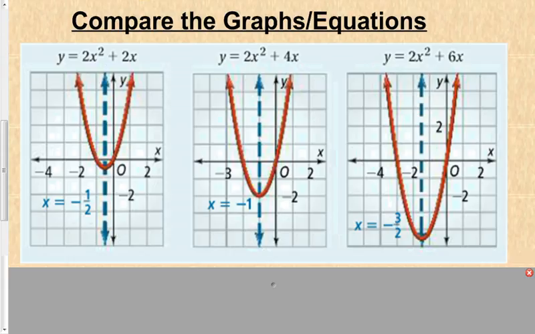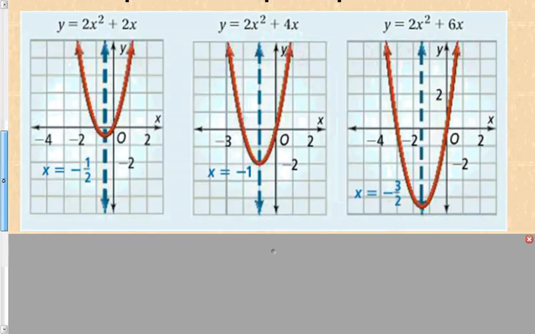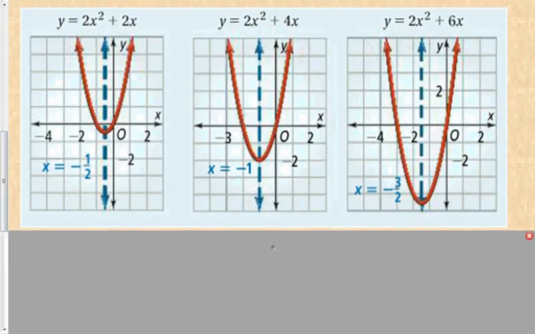All right, all slightly different. We have y equals 2x squared plus 2x, and then there's no c value, so it would be plus 0. We have y equals 2x squared plus 4x, and we have y equals 2x squared plus 6x. What do you notice changes for each one? Well, hopefully you noticed that the x value and the y value of the vertex changed.